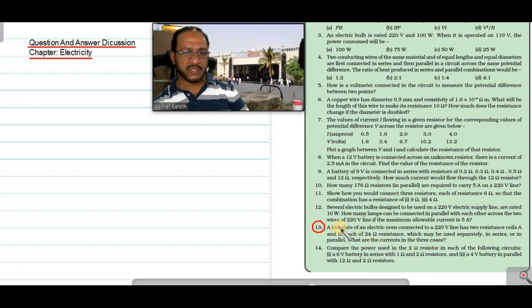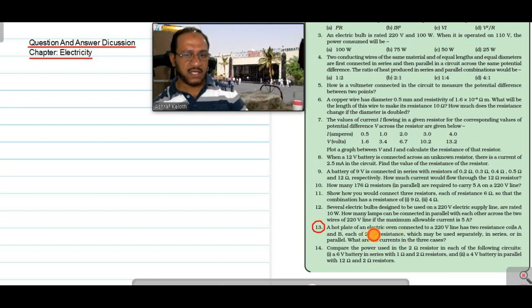It's a simple question. Here we have an electric oven. In that oven, there are two separate coils, A and B. Each of them is 24 ohm. When you are using the oven, depending upon the need, you can connect only a single 24 ohm coil, or you can connect both of them either in series or in parallel. So three different cases are there.